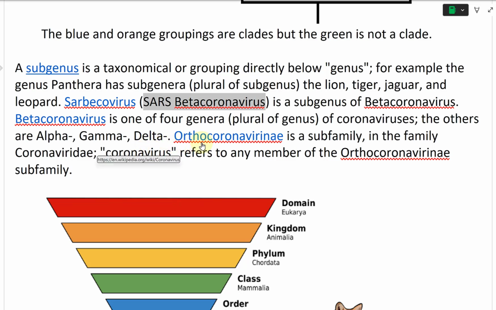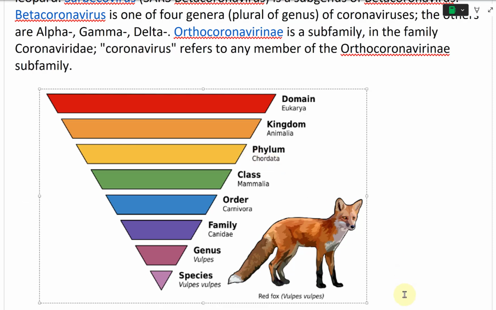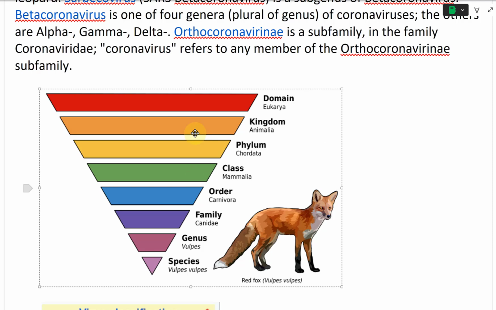And then Orthocoronavirinae is a subfamily in the family Coronaviridae. And the term coronavirus refers to any member of the Coronavirinae subfamily. Anyways, that's just a lot of technical taxonomical terms, just to give you an overview of how this setup is. If you have a domain, for example, eukaryotes or multi-celled organisms, and you have a kingdom, for example, animals or Animalia, and then you have the phylum Chordata with backbones, class Mammalia, mammals, and then you have order Carnivora or carnivores. You have the family Canidae or canines. You have the genus Vulpes, and the species Vulpes vulpes, same thing as red fox.